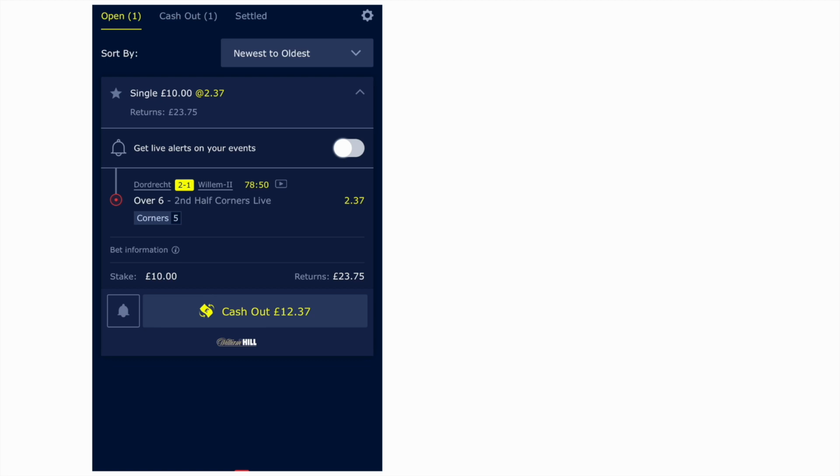So don't worry about the actual figures. My stakes are all over the place in this because it was just an example video, so I haven't used level stakes. I was just using what was left in my account. So don't worry about the actual amount, but you can see that it's gone from £10 to £12.37 in the space of a minute, which is obviously a great return.